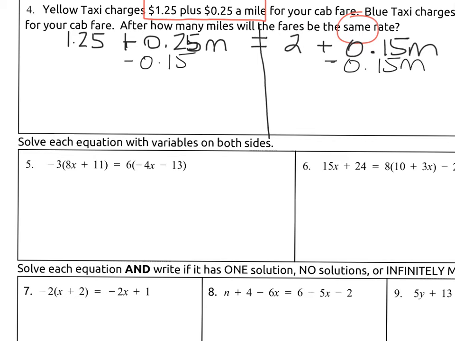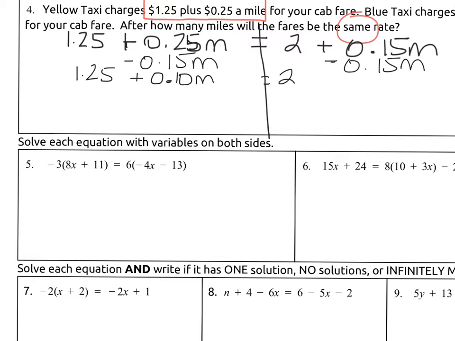Don't forget your m there. So what I have going on here is $1.25 plus 25 cents minus 15 is 10 cents. I know in your calculator it shows up as 0.1, but you need to make it look like money. Money has 2 places after the decimal point. Okay?